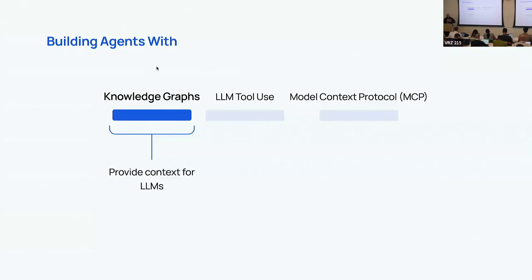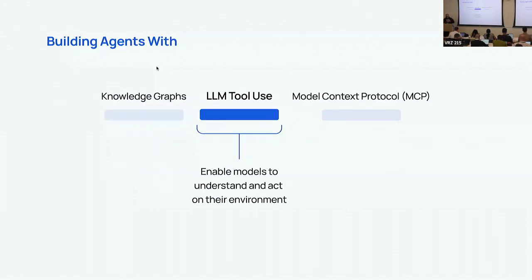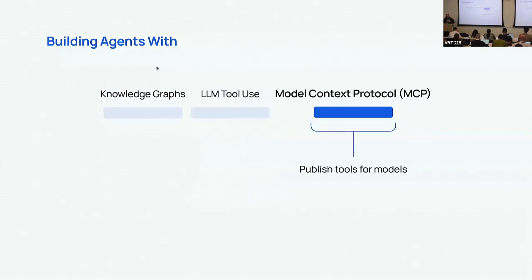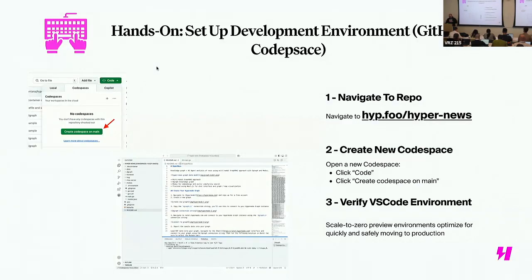So going back to the three modules that we're going to touch on today, there's knowledge graphs. These you can think of as providing context for LLMs, is a good way to summarize that. There's LLM tool use, which we'll talk about a lot. And tool use is really all about a way to enable models to understand and interact with their environment. And then model context protocol, which is really this protocol for publishing tools for models.